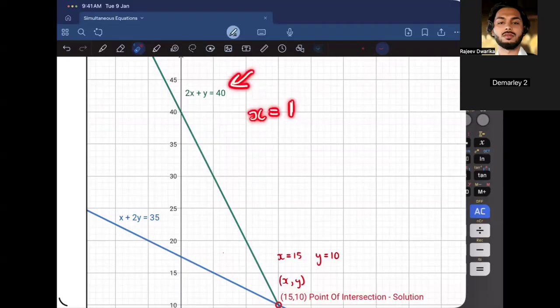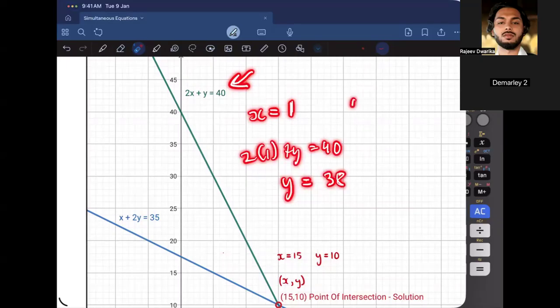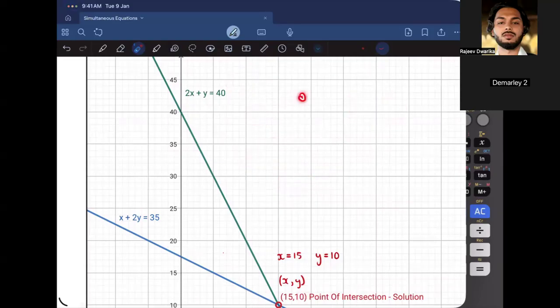So you understand that if you put x as 1, you could solve for y, and y would be equal to 38. You could use that to generate some points. Now, if you want to plot a line, the least amount of points you need to plot a line is 2 points.